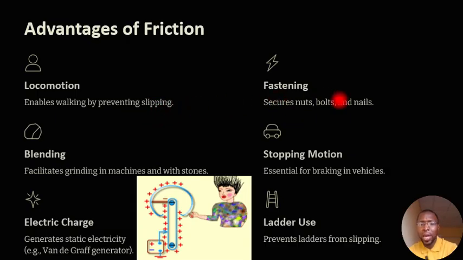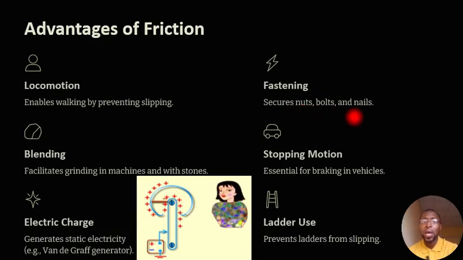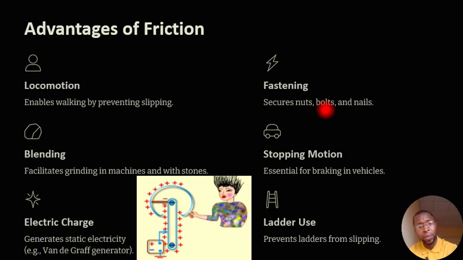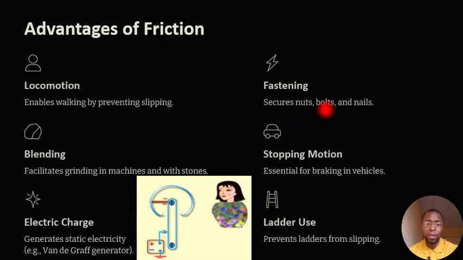Number two, friction helps to secure nuts, bolts, and nails. Imagine getting a hammer and a nail and hitting it on the wall. Do you know that that nail will not stay in the wall if there is no friction between the nail and the wall? It is because of the friction between them that allows the nail to stay. The same thing applies to nut and bolt. Because of the friction between the nut and bolt, that is why they could stay and hold whatever objects they want to hold together. So friction really has an advantage.